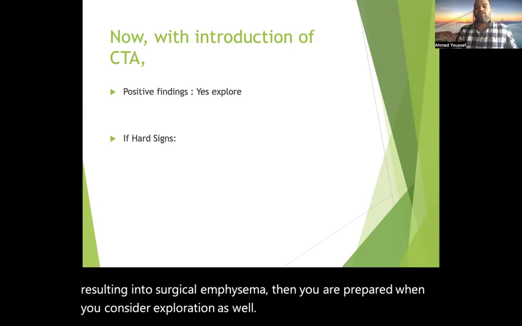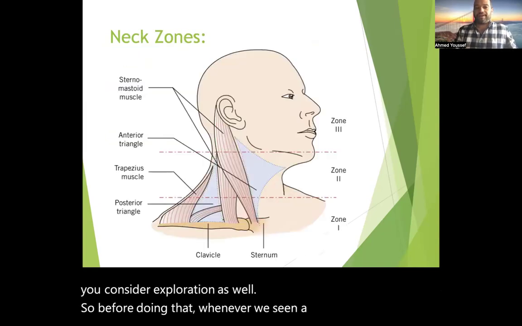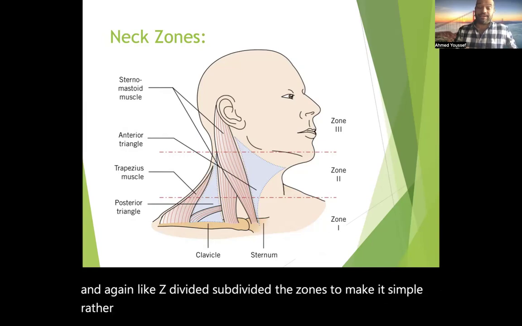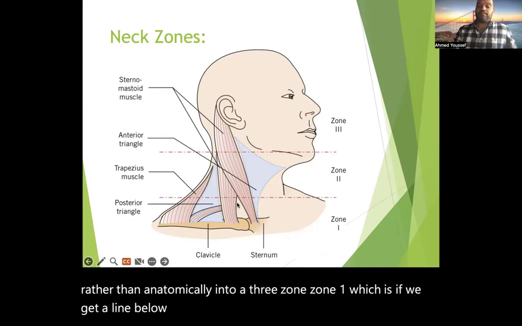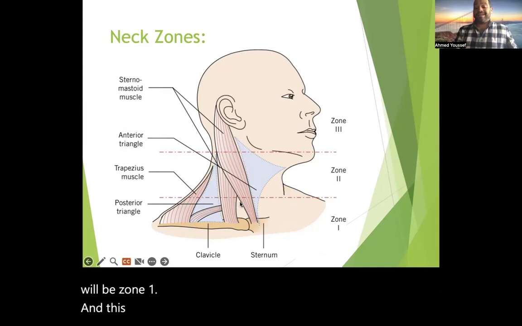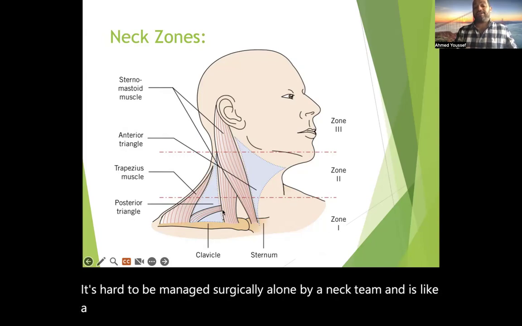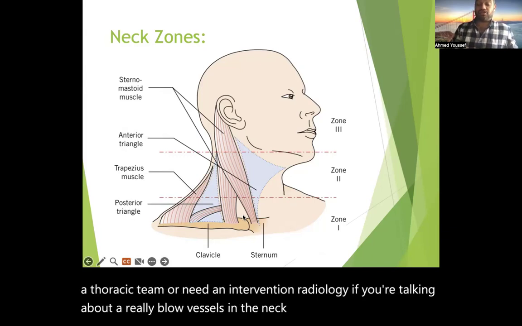So before doing that, whenever we see a patient with neck trauma, they subdivided the neck into three zones to make it simple rather than anatomically. Zone one, if we get a line below the cricoid cartilage between it and the clavicle, will be zone one. And this is where the critical structures are, especially the subclavian, which is hard to manage surgically alone by a neck team. It needs a thoracic team or interventional radiology if you're talking about really low vessels in the neck and in the chest as well.